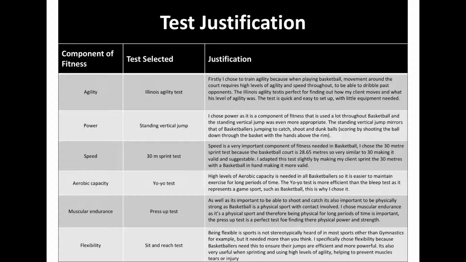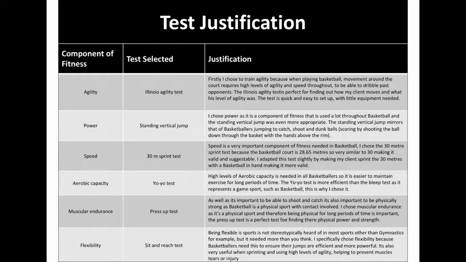Next was power and the standing vertical jump. I chose power as it is a component of fitness that is used a lot throughout basketball, and the standing vertical jump was even more appropriate. The standing vertical jump mirrors that of a basketballer jumping to catch, shoot, or dunk balls. Dunking balls is by shooting the ball down through the basket with the hands above the rim. This requires a high level of power in the legs to be able to reach the rim.